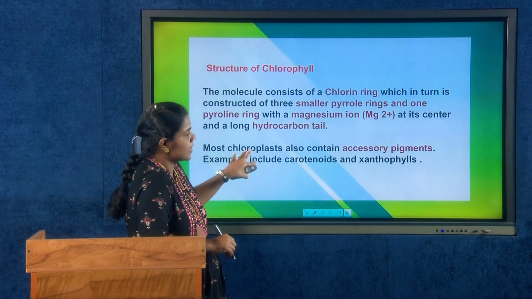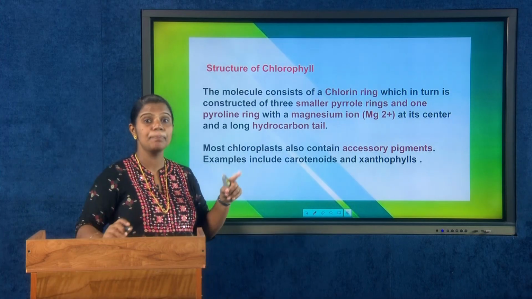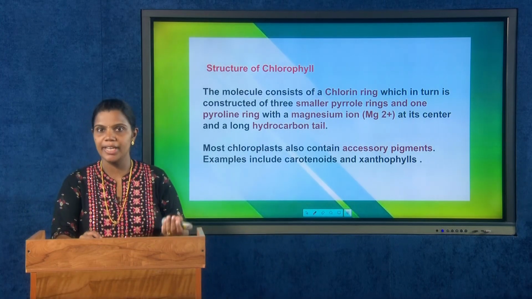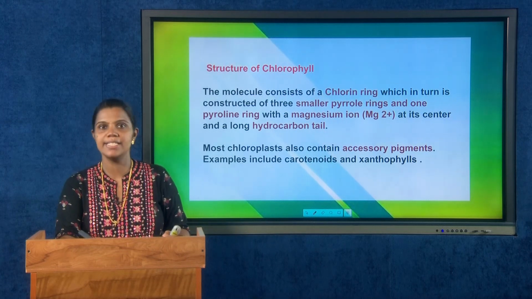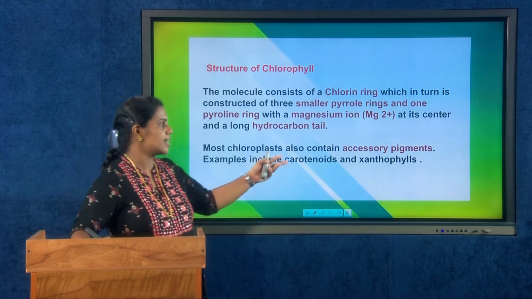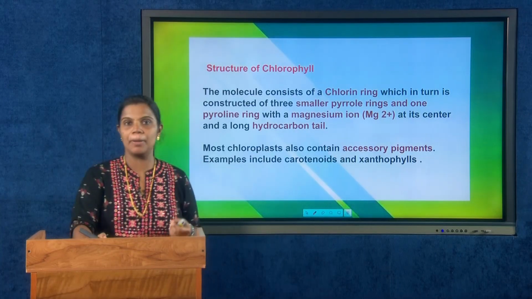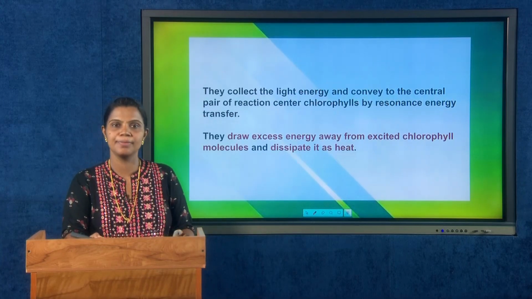Most chloroplasts contain accessory pigments also. We will see what are the accessory pigments that are involved in photosynthesis in the coming slides. For example, we have carotenoids and xanthophylls, which are the accessory pigments involved in photosynthesis.